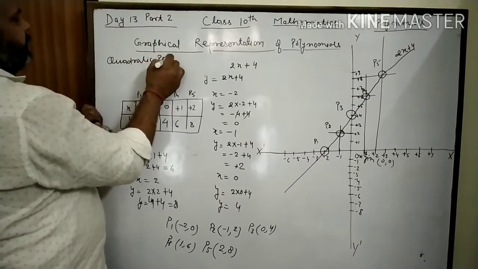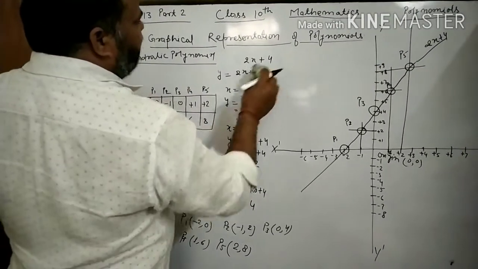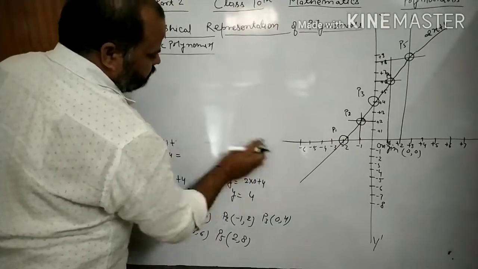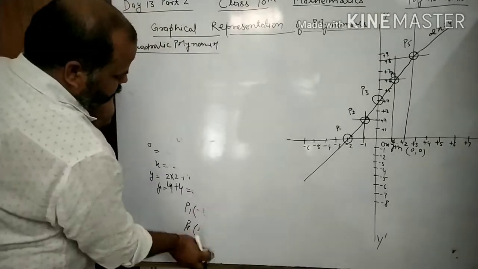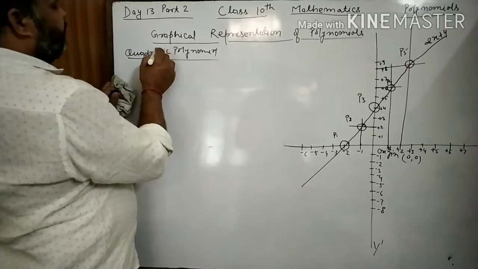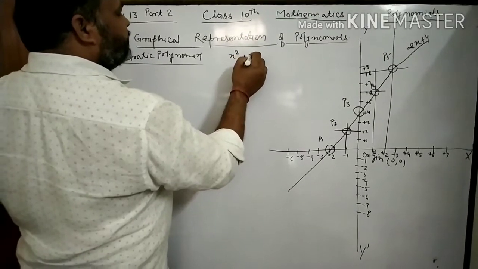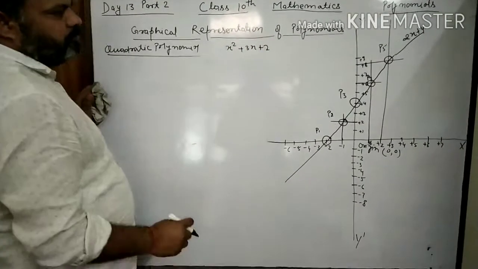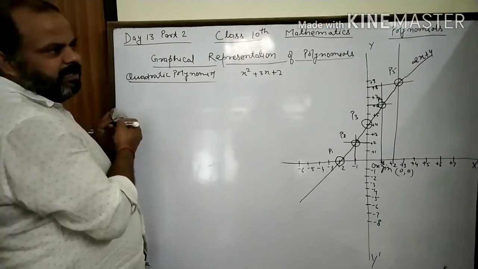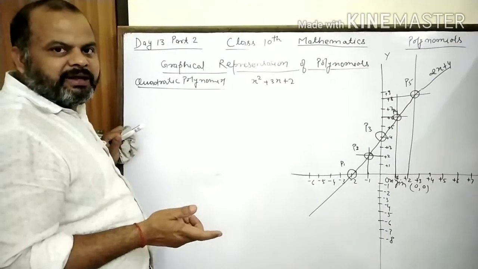Quadratic polynomial. You know that in a quadratic polynomial, suppose we have the quadratic polynomial x square plus 3x plus 2. Clear? Then we represent it on a graph. You know that other than a linear polynomial, all polynomials have curved graphs.